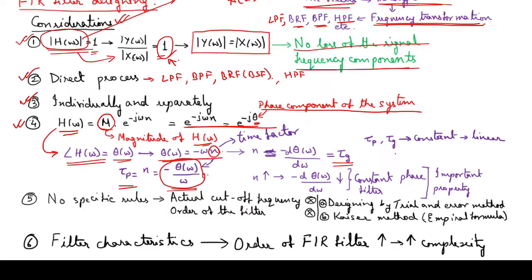Now in the case of FIR filters, this tau p and tau g are constant and usually they vary linearly, and because of this reason we say that FIR filters are usually constant phase filters, and this is an important property of the FIR filter. Now what does that mean?